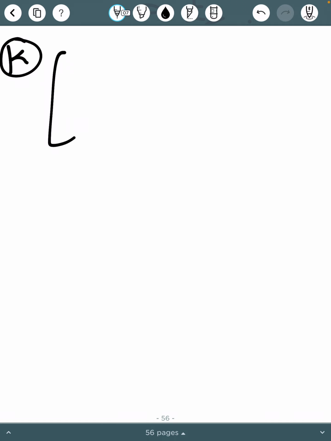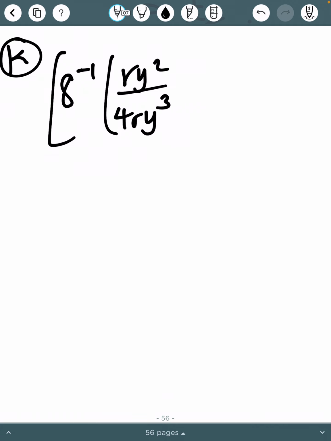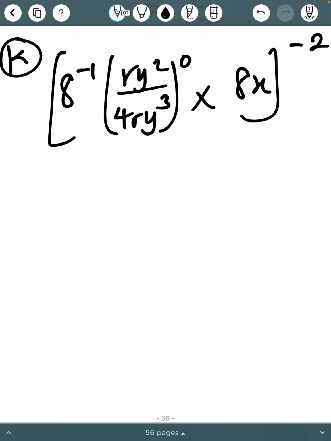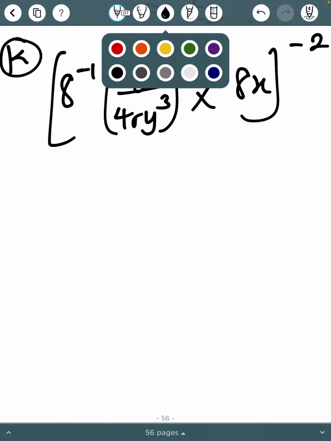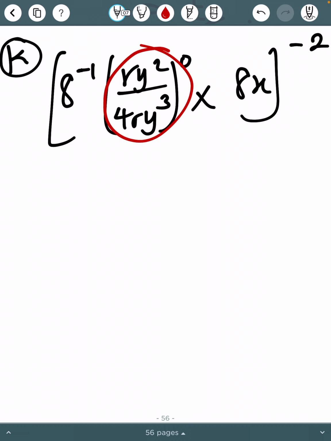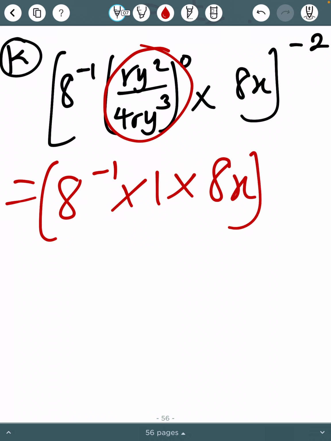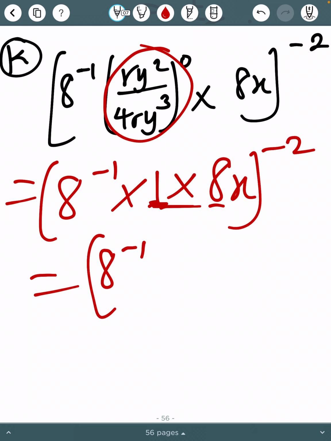Open bracket 8 raised to power minus 1, bracket ry squared over 4ry cubed, raised to power 0, times 8x, then raised to power minus 2. Everything in this bracket raised to power 0 will be equal to 1. So my answer will be 8 raised to power minus 1 times 1 times 8x raised to power minus 2. Now, 1 times 8 here is what? 8. So that gives 8 raised to power minus 1 times 8x raised to power minus 2.